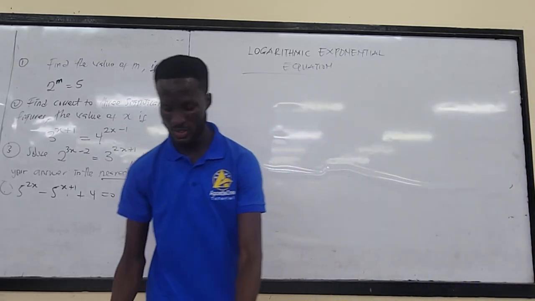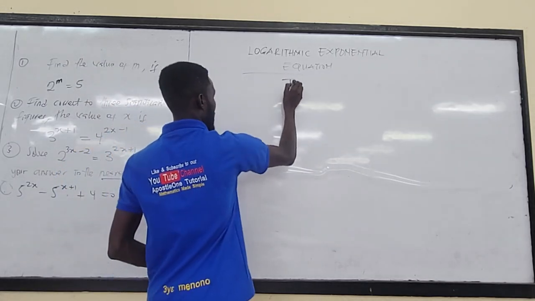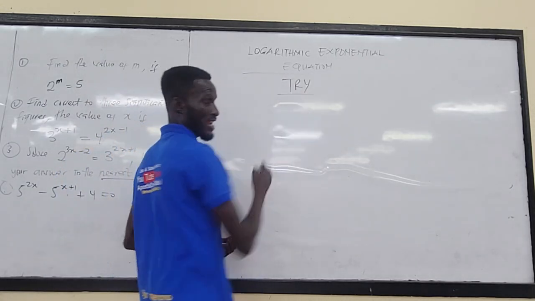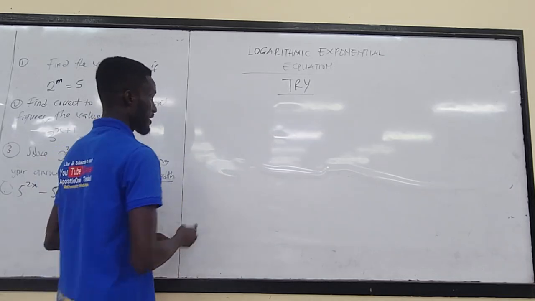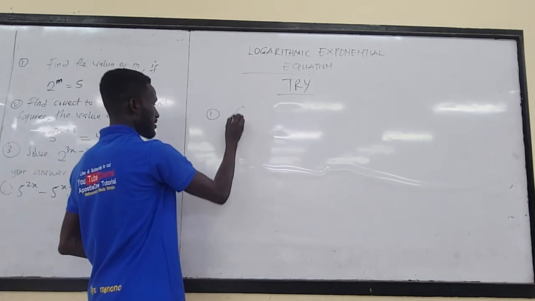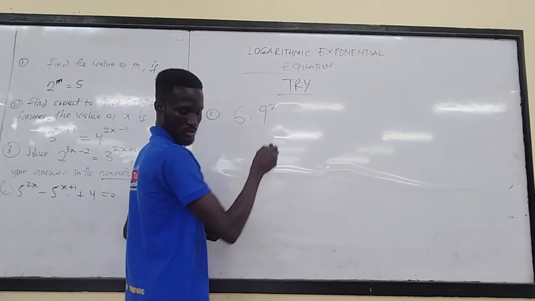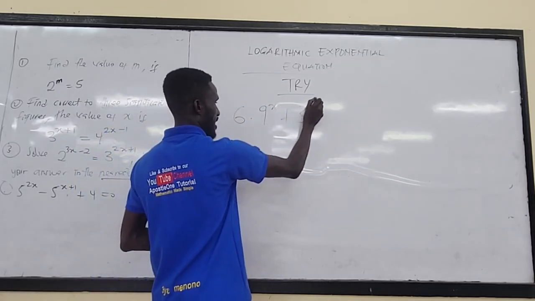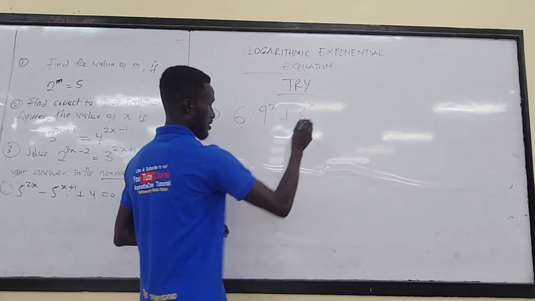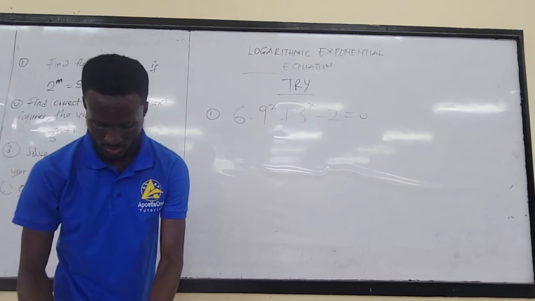Now take this particular question. We are going to try this. Now with this, we are going to solve for the value of x in the following. So question 1, we are going to solve for x. We have 6 multiplying 9^x plus 3^x minus 2 is equal to 0. So this is the first question.